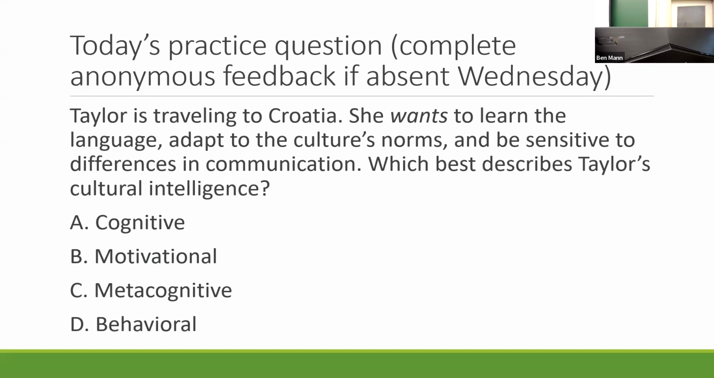For the rest of everybody, there is a practice question for us to look at today. Taylor is traveling to Croatia. She wants to learn the language, adapt to the norms of the culture, and be sensitive to some of the ways that this culture might communicate differently. Which best describes Taylor's cultural intelligence, with an emphasis here on Taylor wanting to learn the language? We talked about 4 measures of cultural intelligence last class. Take a little bit to think through this, and we'll discuss it together.